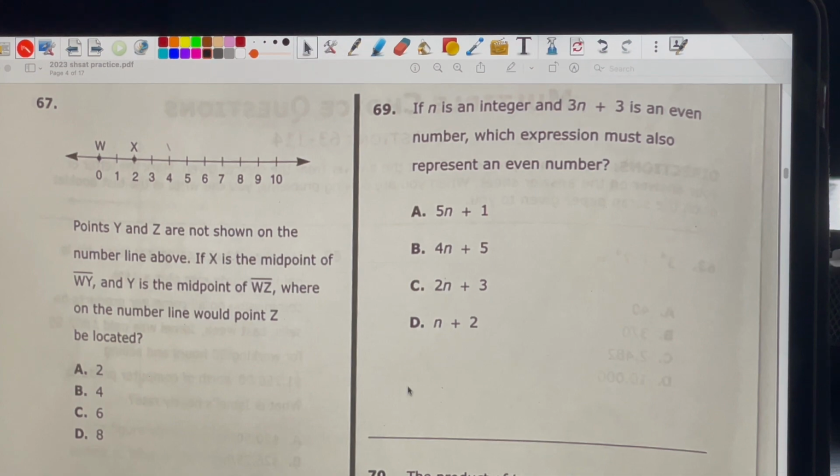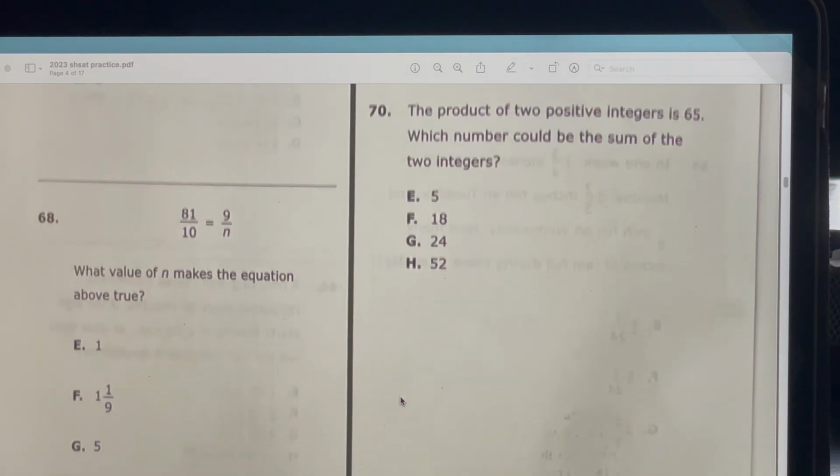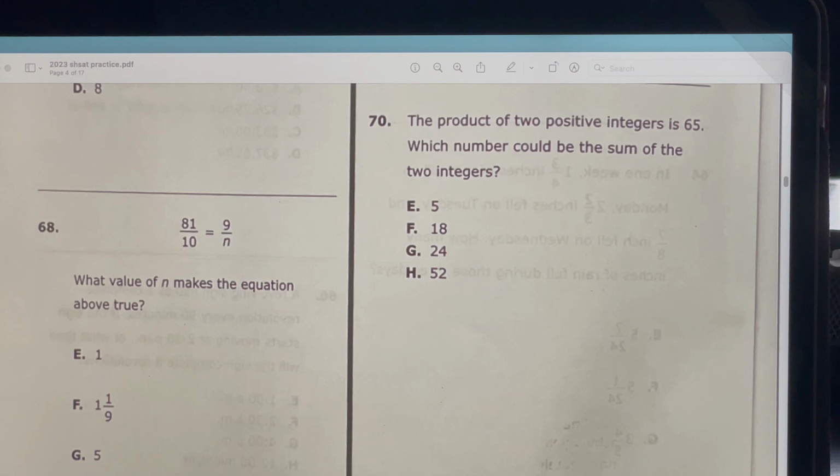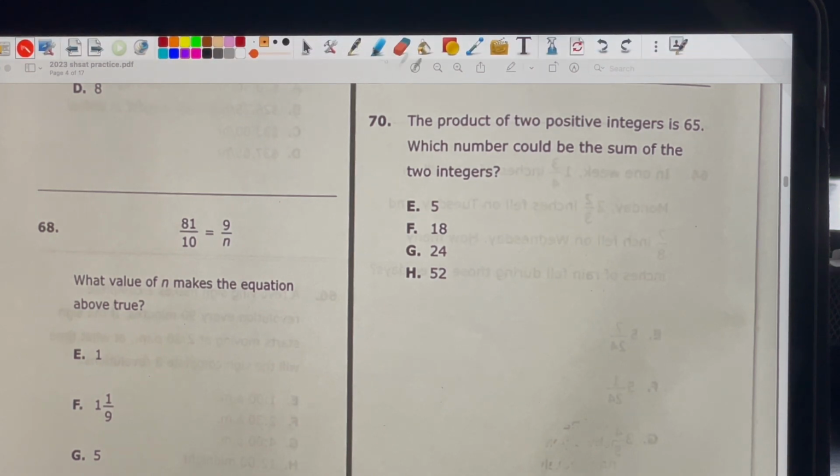70. The product of two positive integers is 65. Which number could be the sum of the two integers? Well, 65. Let's go and find all the pairs. So 1 times 65, right? That's a pair. 2, no. 3 doesn't go. 4, 5 and 13.